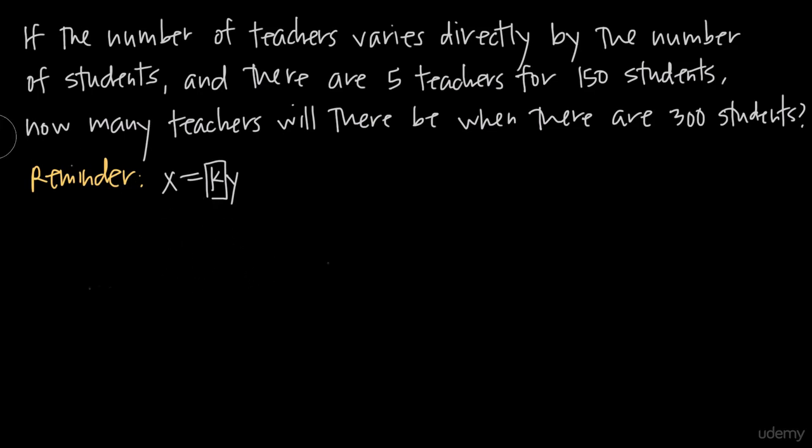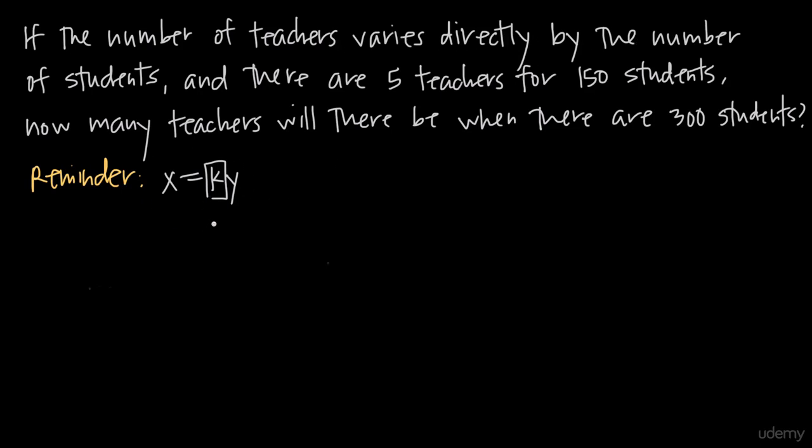So let's look at this problem that we've been asked about here. It says, if the number of teachers varies directly by the number of students, and there are 5 teachers for 150 students, how many teachers will there be when there are 300 students? Okay, so we can see right off the bat that we have a relationship between teachers and students. We know we're going to need to use our direct variation formula because the problem tells us that the number of teachers varies directly, right here, varies directly by the number of students.